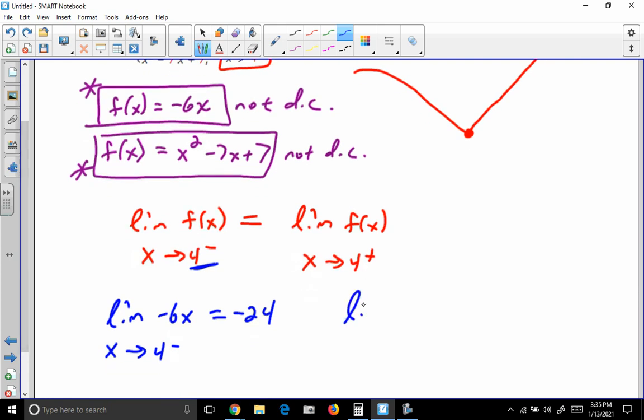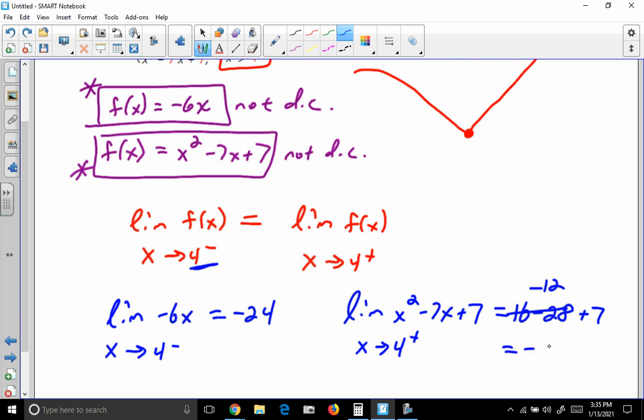Now we're approaching 4 from the right. Our formula is x squared minus 7x plus 7. And again, that's when we're approaching 4 from the right side. So what is that approaching? Well, that's approaching 4 squared minus 7 times 4 plus 7. So that's 16 minus 28, what's that? Negative 12, plus 7, which is negative 5.